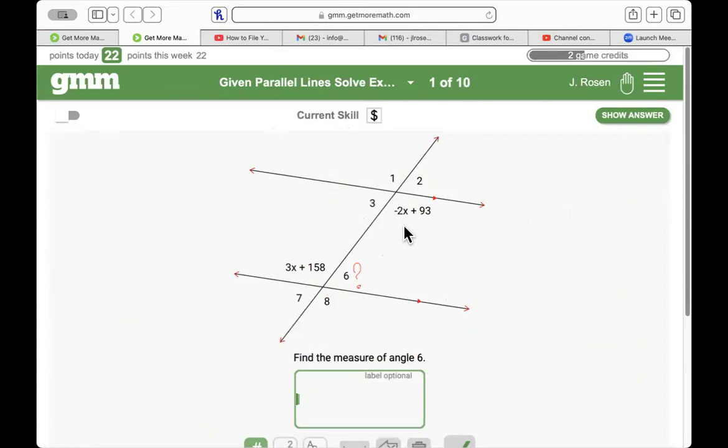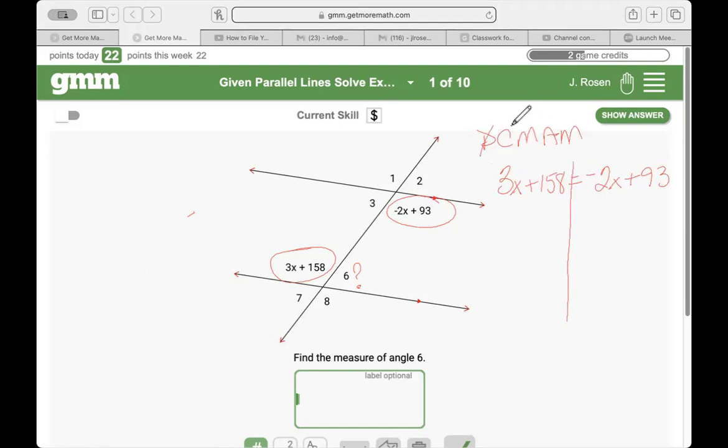Then we're going to go ahead and take this information and use it. So let's see. We know that this angle and this angle are equal to each other, right? So we can take that information and solve for x. So let's do that. We're going to have 3x plus 158 is equal to negative 2x plus 93. And we're going to solve this. Don't call me after midnight. There's no distribution. There's no combining like terms on either side. Now we're going to move the smaller variable. So instead of subtracting 2, we're going to add 2.